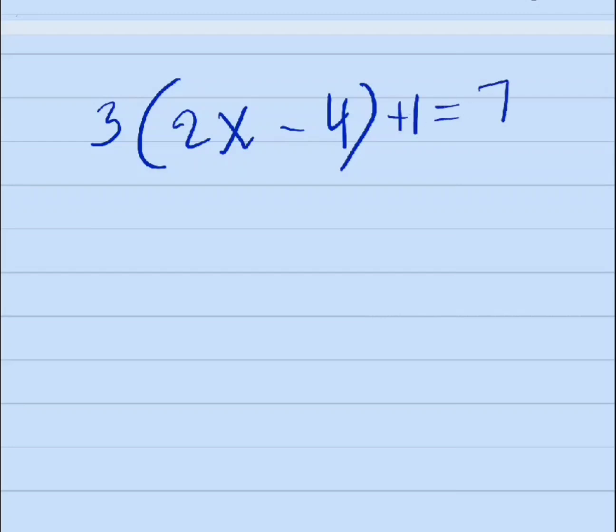Sometimes you may have parentheses in the equation, like this one. Let's say that 3 times 2x minus 4 plus 1 is equal to 7. So what do you think we need to do in order to solve this particular equation? What ideas do you have? Well, what we need to use is the distributive property. We need to distribute 3 to 2x minus 4. So first, let's multiply 3 times 2x. That's going to be 6x. Next, let's multiply 3 by negative 4, and that's negative 12.